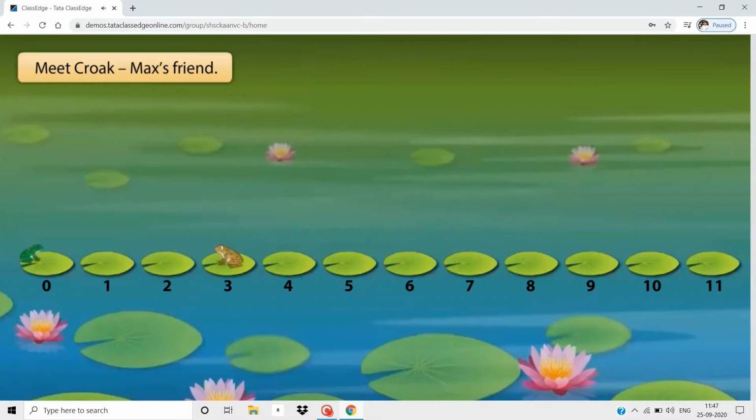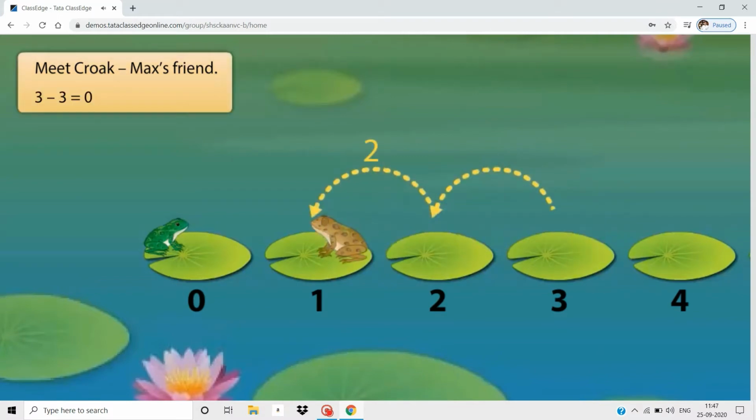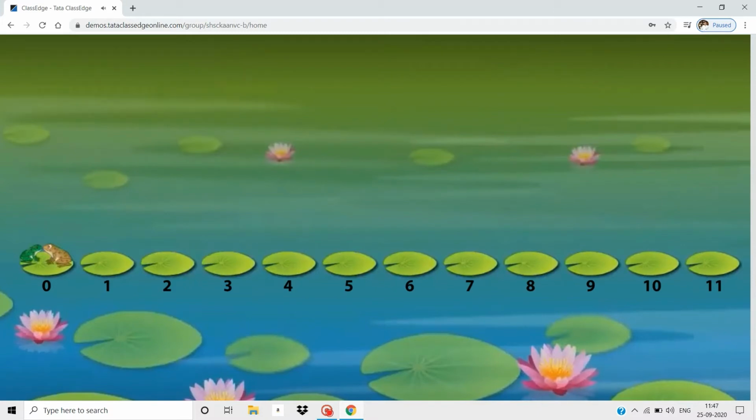Hey, he's just spotted his friend Croak on Lilypad 0. Max really wants to meet him. How do you think Max will reach Lilypad 0? Let's check if he can get there by subtracting 3 from 3. Max and Croak are very happy to meet each other.